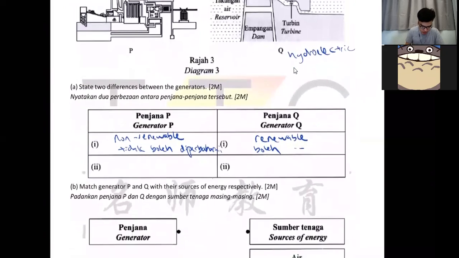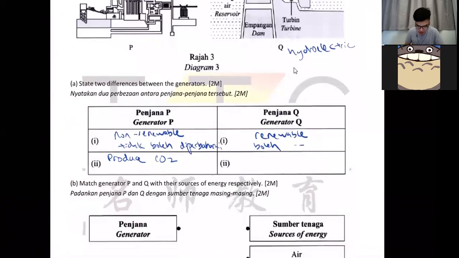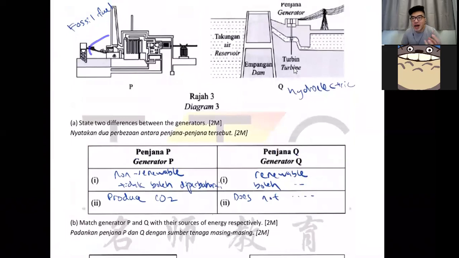You can talk about CO2. This thing will produce carbon dioxide, menghasilkan carbon dioxide. This one does not produce carbon dioxide. You can write this yourself. Because when you burn fossil fuel, pembakaran, combustion is going to produce carbon dioxide, whether you like it or not. Whereas hydroelectric, do you see any burning here? No. So do you see any carbon dioxide here? No. So long-term, this is much better for the environment.